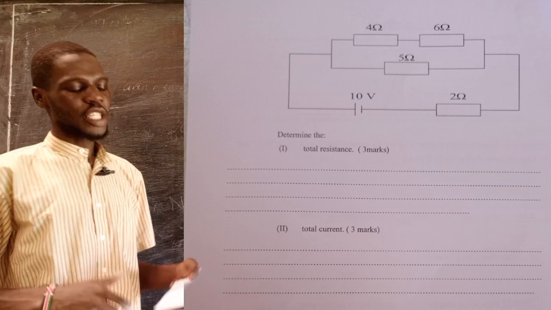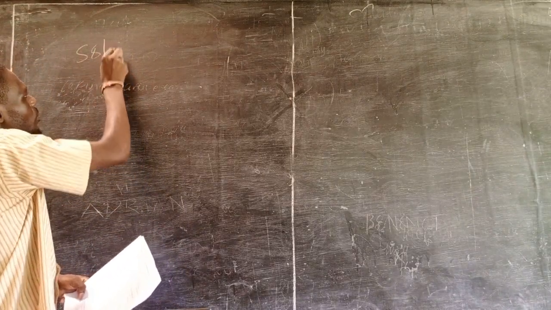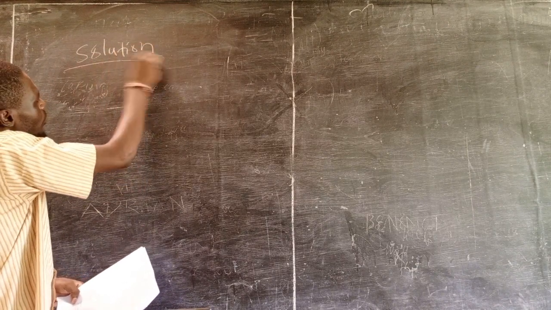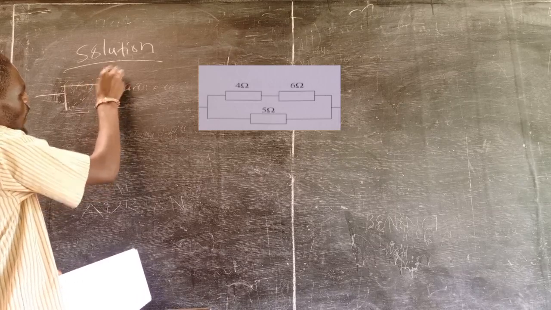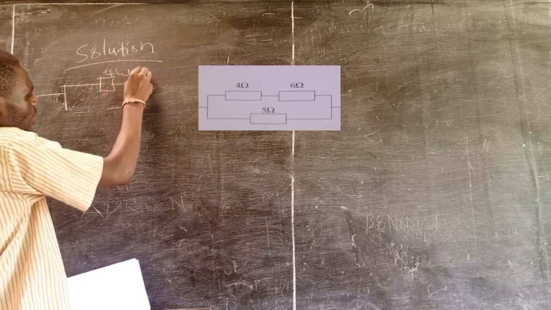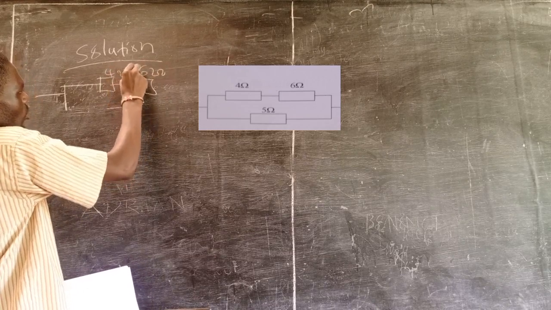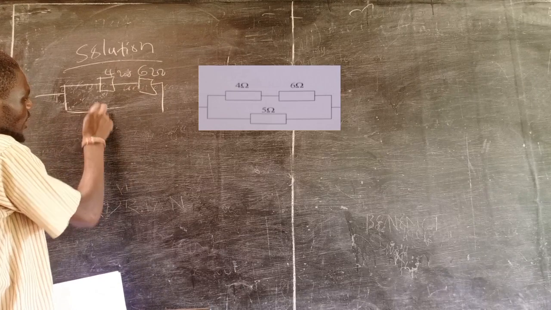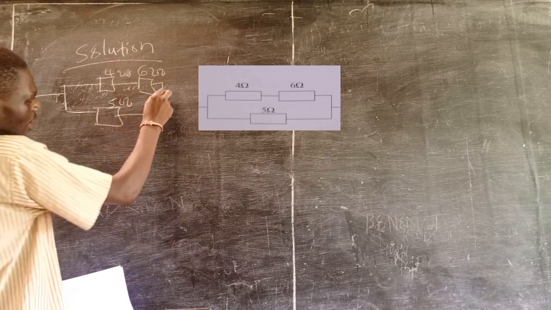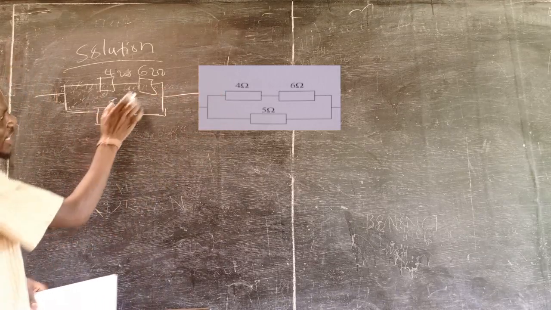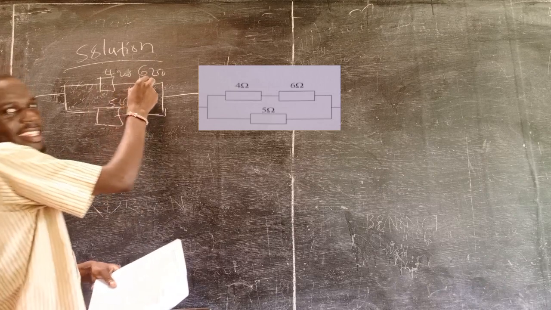Now, how are we going to determine the total resistance here? That's where we go to our solution. Let's start with this arrangement: the 4 ohm resistor and the 6 ohm resistor. All of this is connected to a 5 ohm resistor. This arrangement is in parallel with the 5 ohm resistor, but this one is in series with the other resistor.